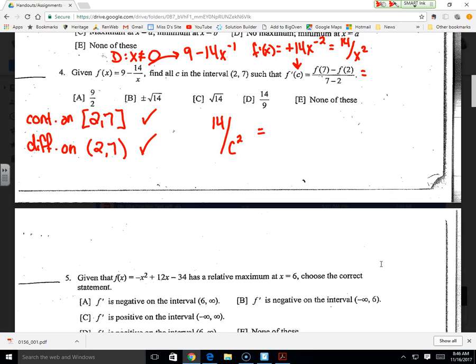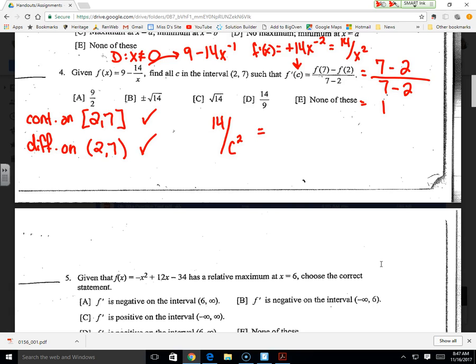Take your 7 and plug in: 9 minus 14 over 7, 9 minus 2 is 7. Plug in 2 in the original: 14 over 2 is 7, 9 minus 7 is 2. But we have to plug in carefully. 7 minus 2 is 5, 5 over 5 is 1. But guys, this was a nice multiple choice. Usually, 1 would be one of the answers.